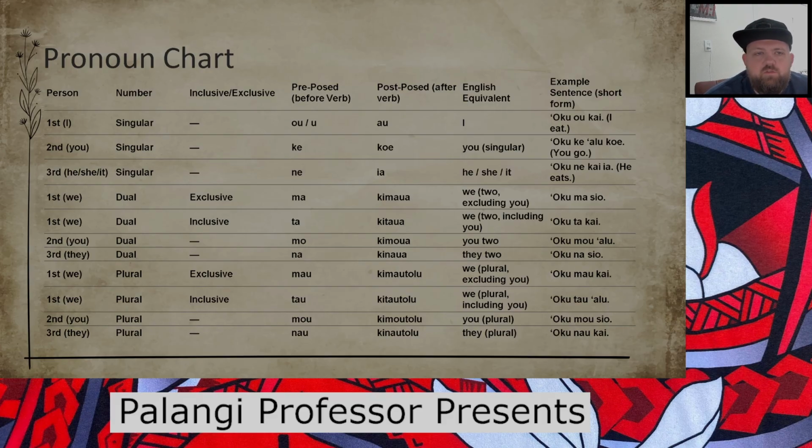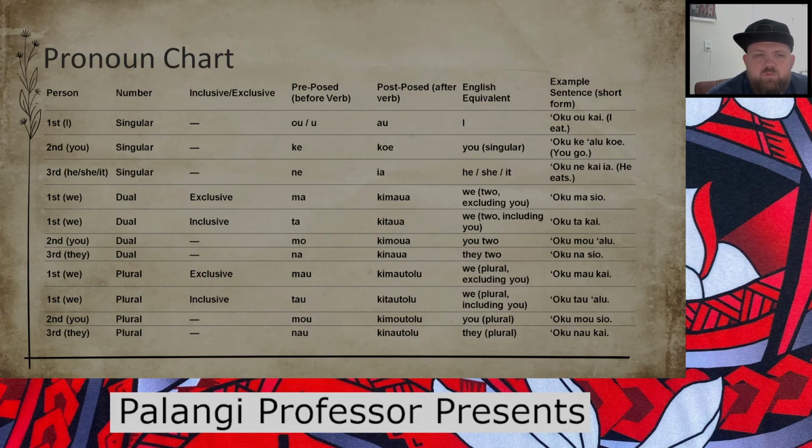So we have on the left side of this chart the person, so first person, second person, third person, and then the number of people that we're talking about, and then whether it's inclusive or exclusive, and then pre-posed versus post-posed. And that just means if it's before the verb or after the verb, in most contexts. There's a few exceptions, and we'll discuss those in later lessons of this series. So let's go ahead and take a look first.